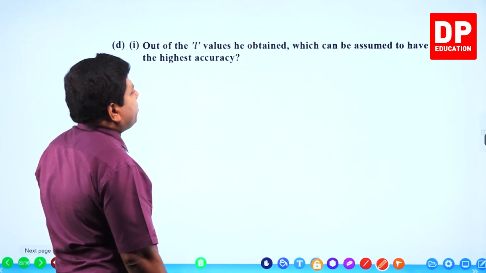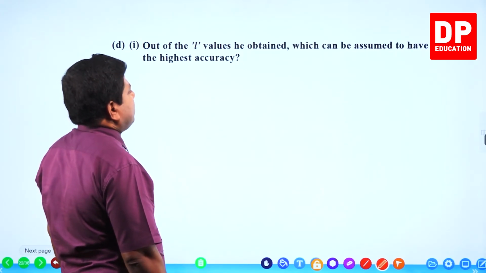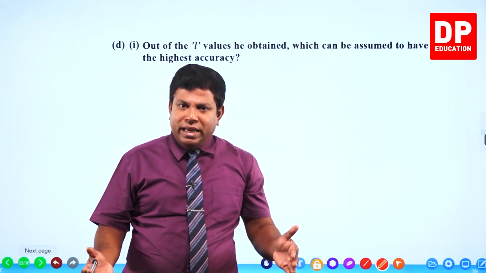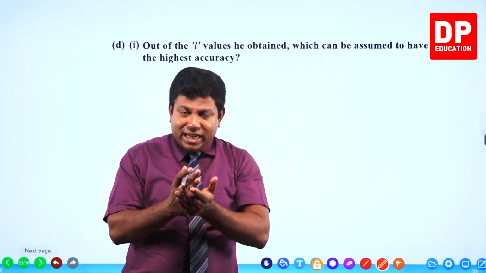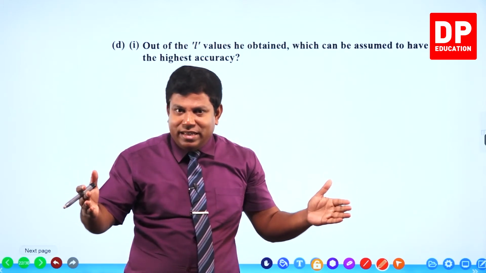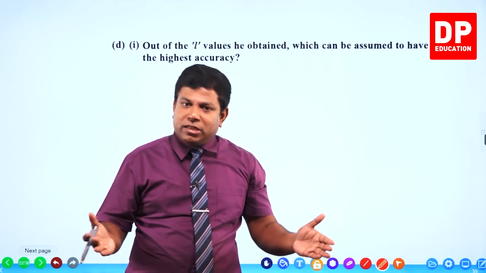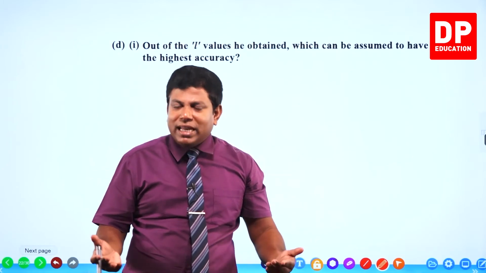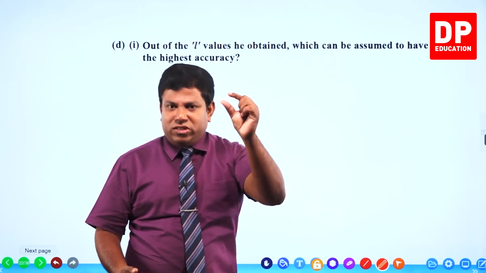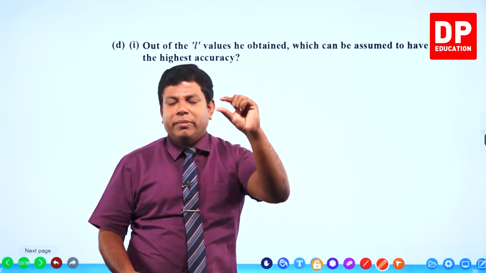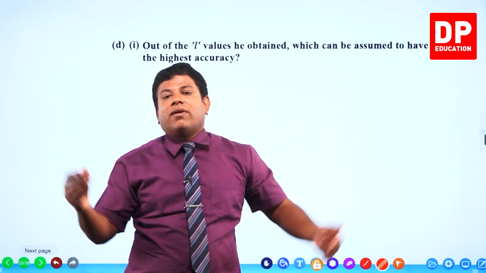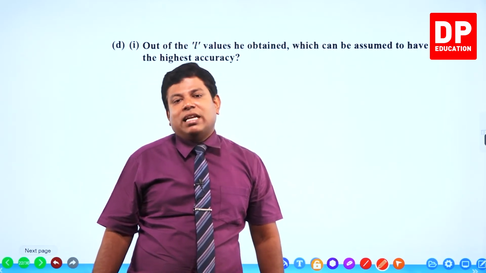Out of the L values he obtained, which can be assumed to have highest accuracy? The highest L value he has will have highest accuracy because the fractional error will be less. Why? Fractional error is reading error divided by the measurement. You are going to use a meter ruler to get the measurement. Meter rulers have 1 millimeter as their least count. So the error is always constant. Maximum possible error is 1 millimeter. And then the measurement we take, if you can increase that more and more, then what will happen? The percentage error or fractional error can be reduced.